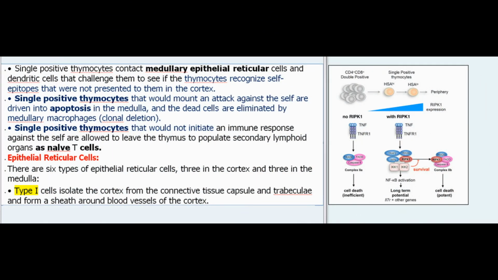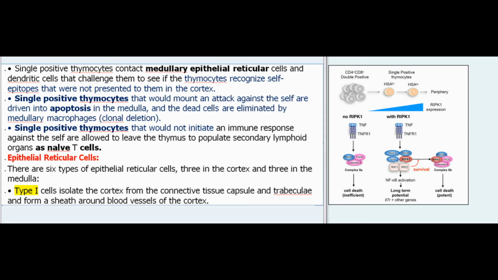Single-positive thymocytes contact medullary epithelial reticular cells and dendritic cells that challenge them to see if the thymocytes recognize self-epitopes that were not presented to them in the cortex. Single-positive thymocytes that would mount an attack against the self are driven into apoptosis in the medulla, and the dead cells are eliminated by medullary macrophages: clonal deletion. Single-positive thymocytes that would not initiate an immune response against the self are allowed to leave the thymus to populate secondary lymphoid organs as naive T cells.